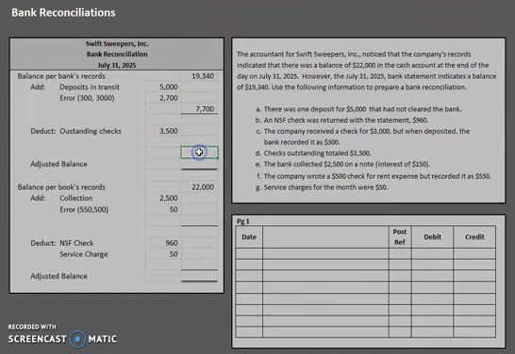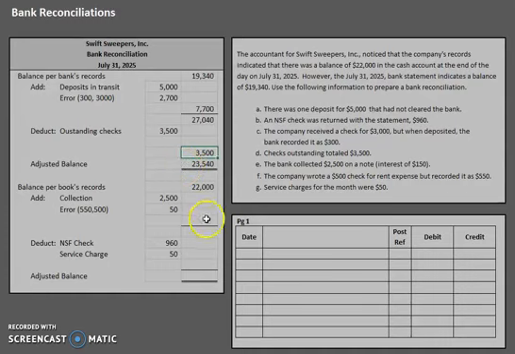So we have 7,700. 19,340 plus 7,700, so that's 27,040. However, we did have a deduction. 27,040 minus 3,500 means that we have $23,540 as our adjusted balance for the bank side. So keep in mind what we did here. We took our 19,340, added these two together and summed those two up. Then we deducted out all of our deductions, and that gave our adjusted balance of $23,540.